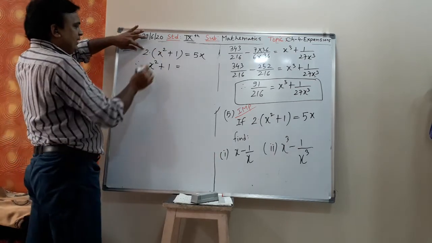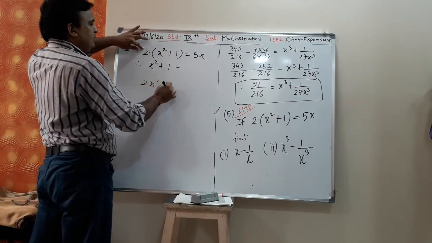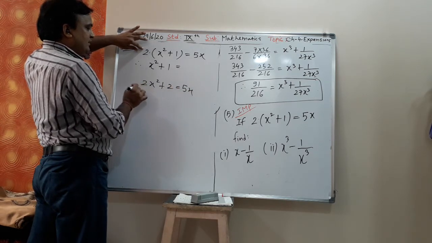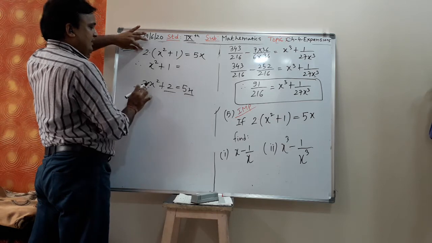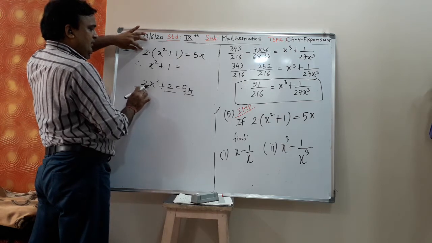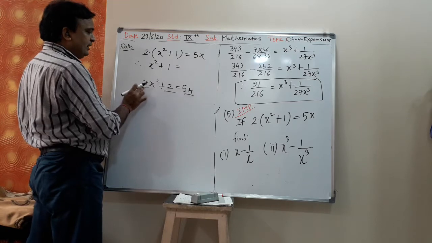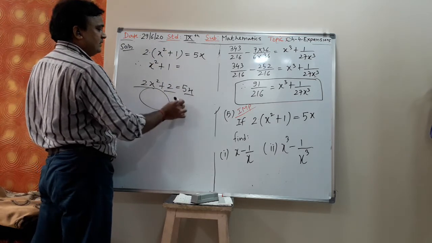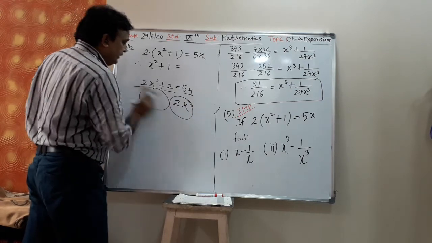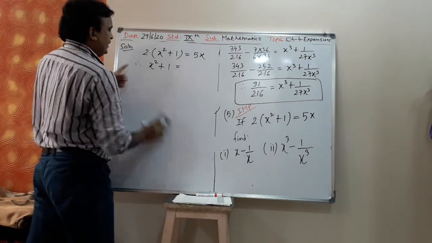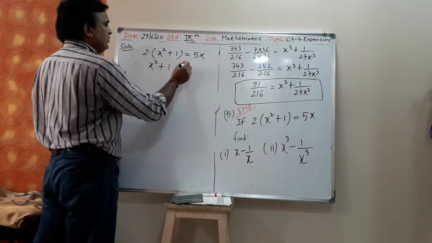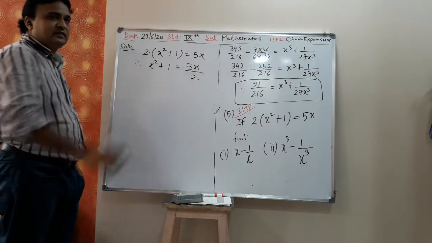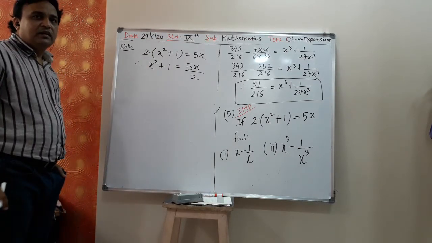If you open the bracket, you will get 2x square plus 2 is equal to 5x. Then to get x, you have to divide each term by 2x. If you open the bracket, then you have to divide each term by 2x. But without opening the bracket, you are getting x square plus 1 is equal to 5x upon 2. So now divide each term by x. Is it clear? Are you following?